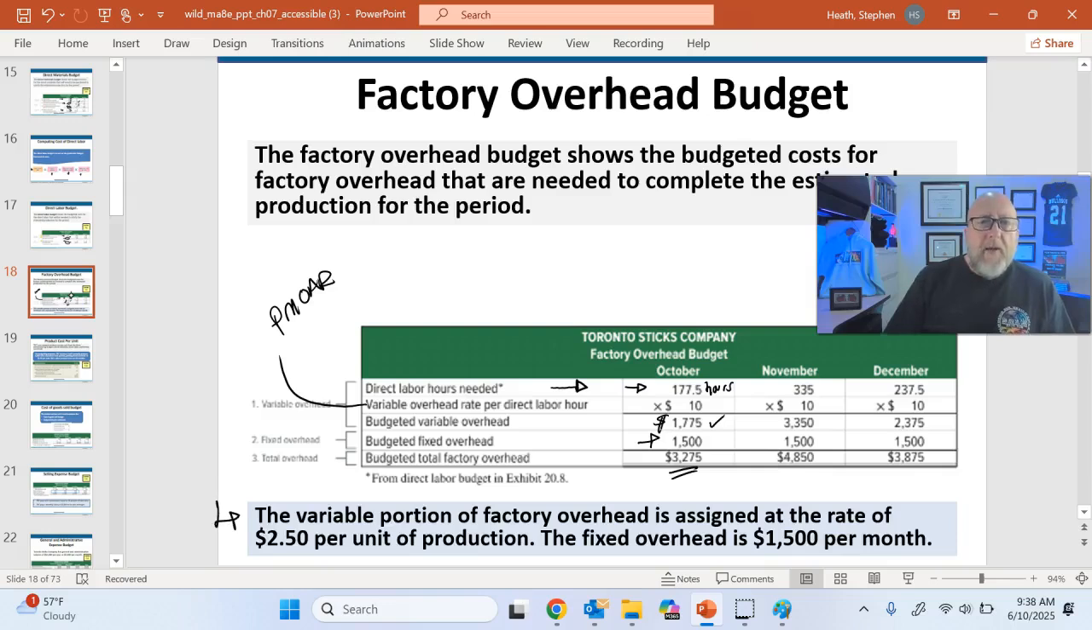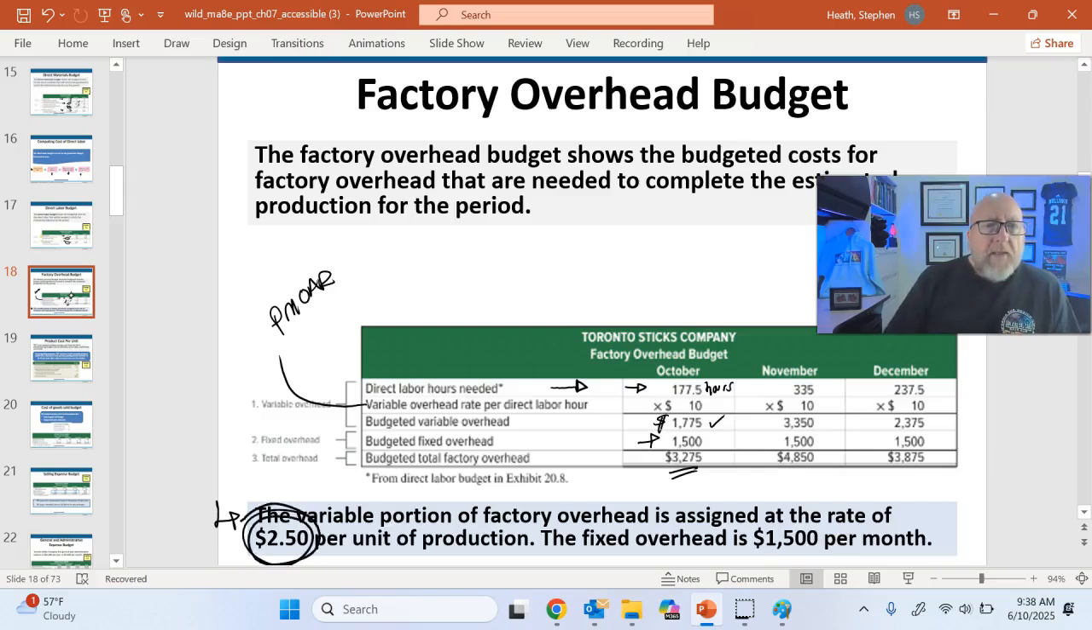Now let's look at this. The variable portion of factory overhead is assigned at the rate of $2.50 per unit of production. The fixed overhead is 1,500. Yeah, that's really confusing. Okay? So they just continuously mess you up in this class.